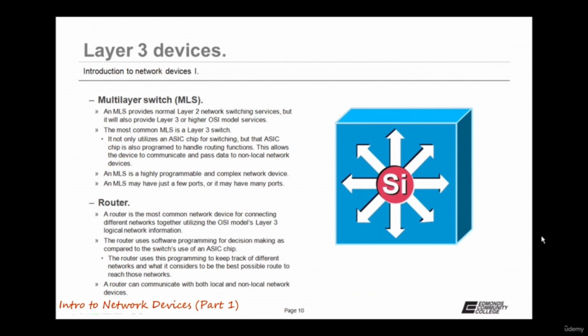A multi-layer switch is a highly programmable and complex network device. A multi-layer switch may have just a few ports, or it may have a lot of ports. They're not very common in the small office, home office network because they're really expensive. You're more likely to find them in an enterprise local area network.